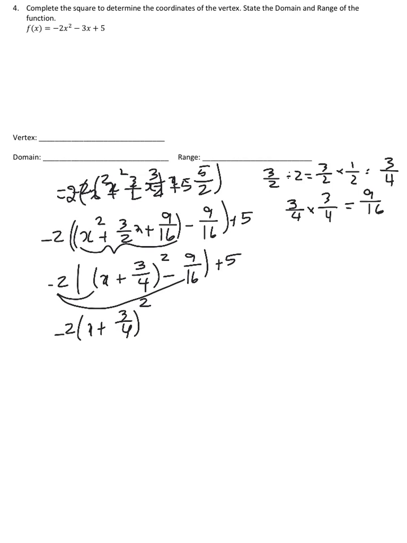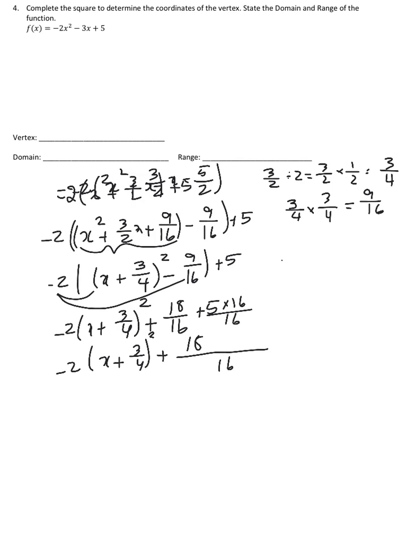Now -2 times -9 over 16 is plus 18 over 16 plus 5. Now, to add 18 over 16, I'm going to multiply 5 by 16 divided by 16. I get negative 2 x plus 3 over 4 squared plus 18. Now 16 times 5 is 80. Now 80 plus 18 is 98 over 16. I can simplify by 2. I get 49 over 16. So this one becomes negative 2 x plus 3 over 4 squared plus 49 over 16.